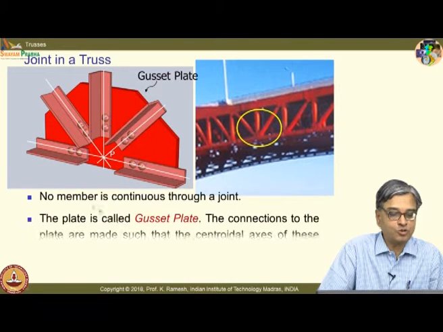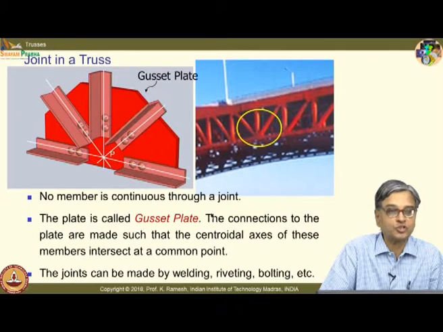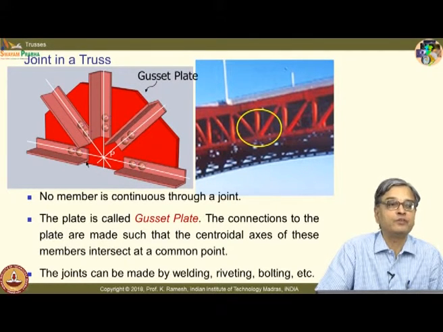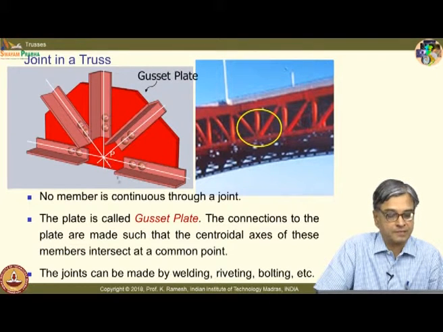And another aspect you should notice, no member is continuous through a joint. If a member is continuous, then it behaves like a beam. We do not want the members to behave like a beam. I have already told you that this is a gusset plate, and the joints can be made by welding, riveting, bolting, etc. There are many operations.